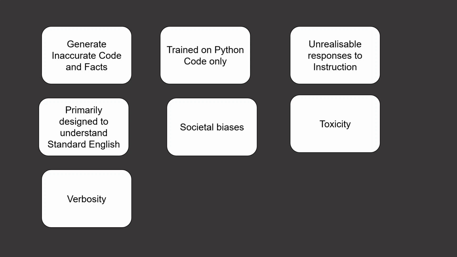The limitations are that it can generate inaccurate code and facts. It is trained on Python code only. It can provide unreliable responses to instructions. It is primarily designed to understand standard English. It may have societal biases, it may have toxicity, it has verbosity, which we will see in our examples. So it is meant for research purposes and needs to be fine-tuned for actual use.